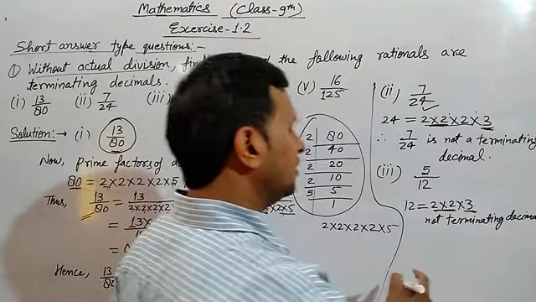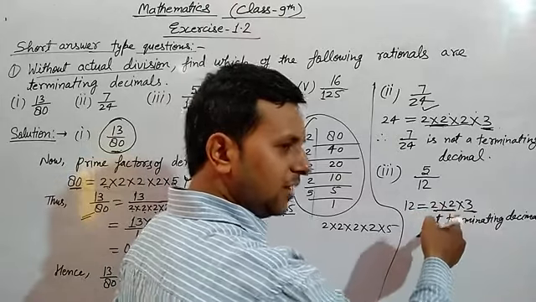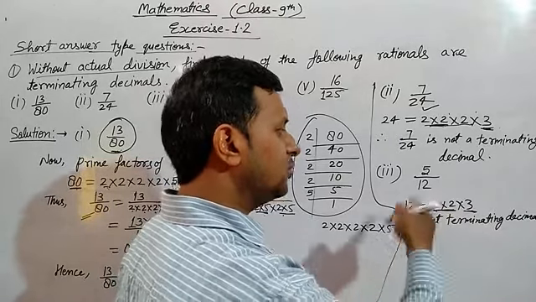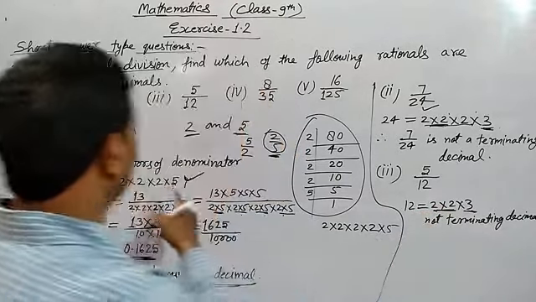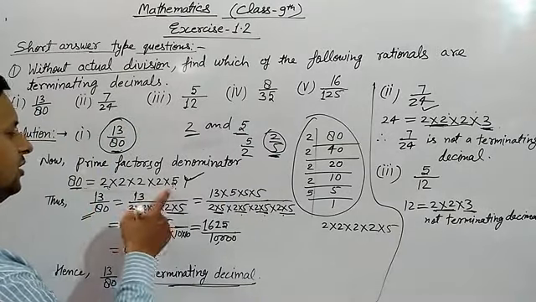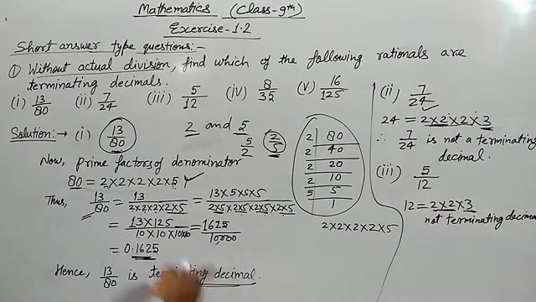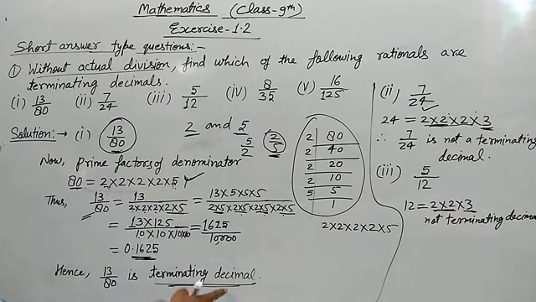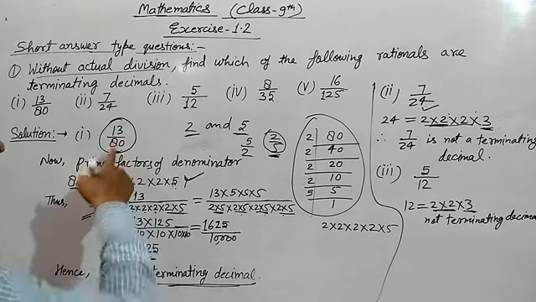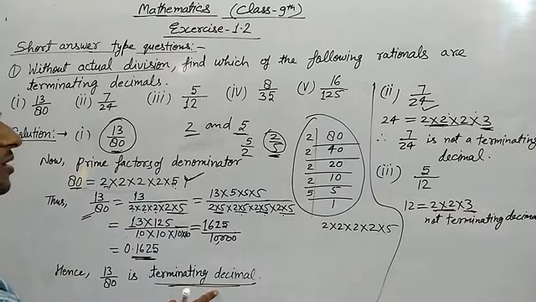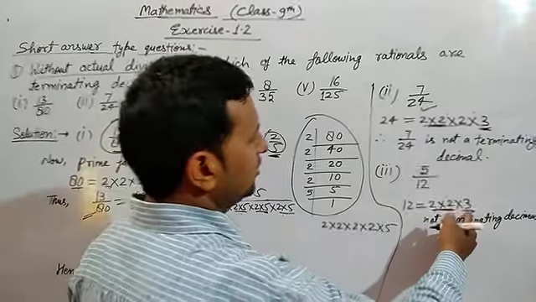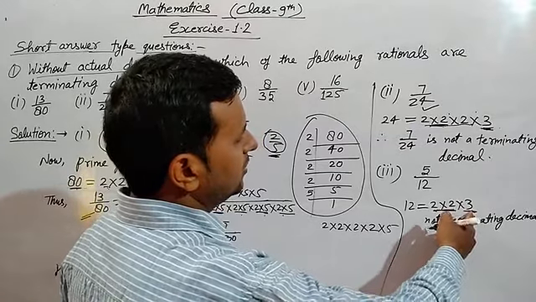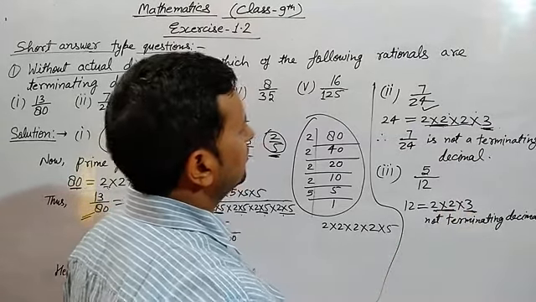Either 2 or 5 should be there, or both 2 and 5, as in this case. 2 and 5 both are given, so this is a terminating decimal. If 2 alone is given, then it is a terminating decimal. If 5 alone is given in the denominator, then also it is a terminating decimal. When another number comes here, then it is not a terminating decimal.